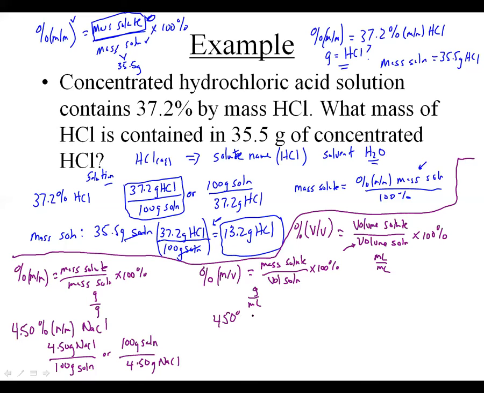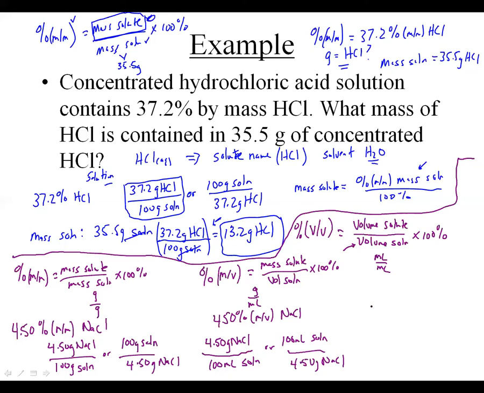If I had a 4.50% mass to volume sodium chloride, that would mean the same idea. You would have 4.50 grams of sodium chloride, and since it's volume, it would usually be in 100 milliliters of solution. In 100 milliliters of solution, you have 4.50 grams of sodium chloride. So it works the same way. You could do it as a conversion factor as well.